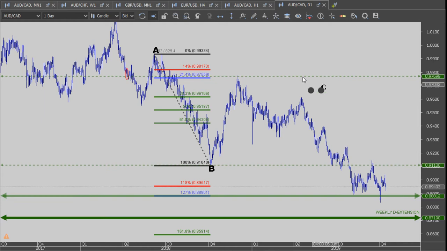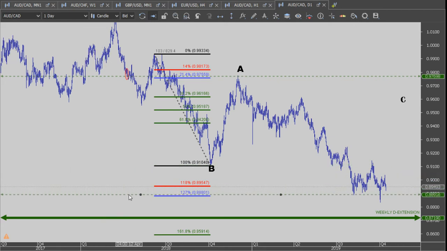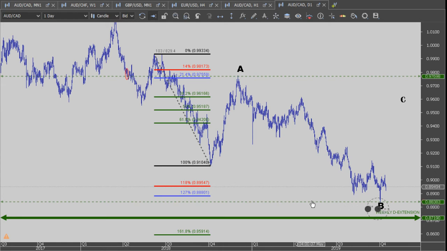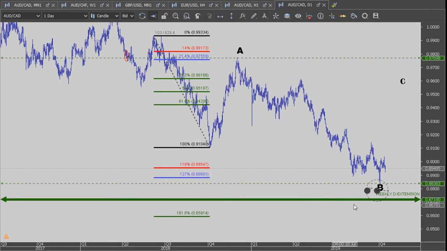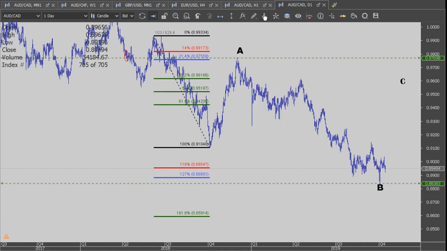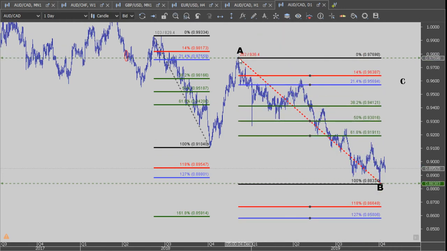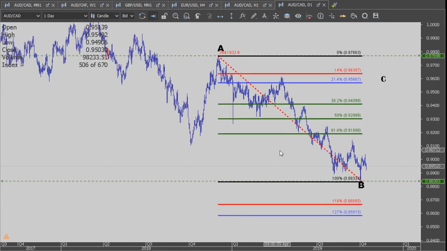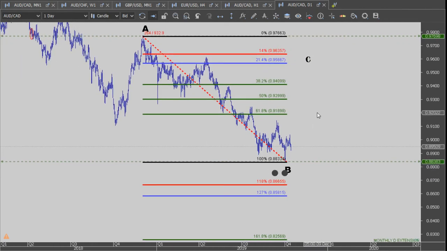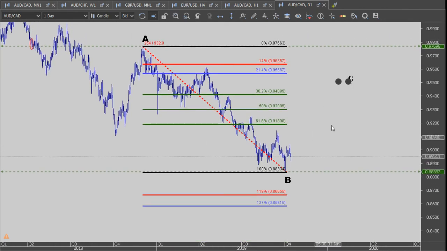So A goes to C, horizontal line. I'm going to delete the green and blue, right? There you go. And B goes to D. I'm going to delete the weekly D extension, and I have a new set of Fibonacci retracement. There you go. Okay, I'm going to delete the last Fibonacci, which is not valid anymore. So this is the latest Fibonacci on the AUD CAD daily chart.